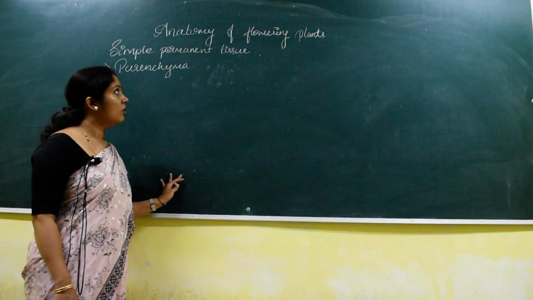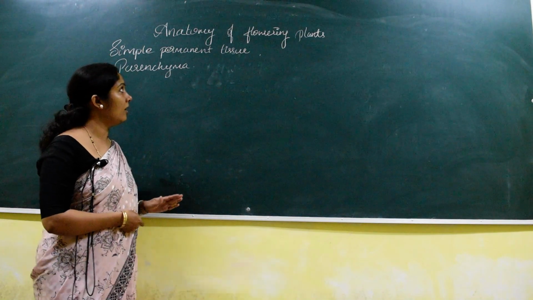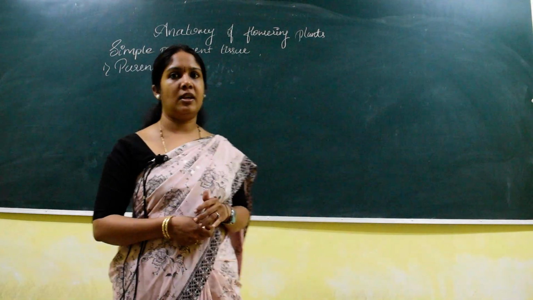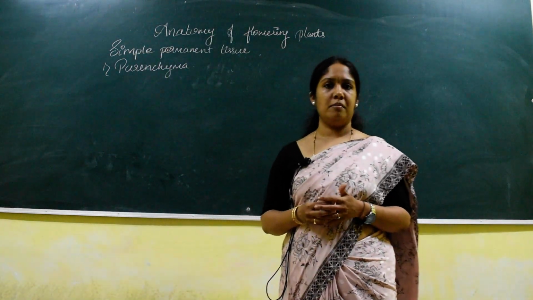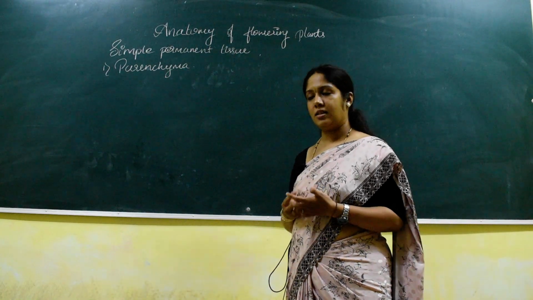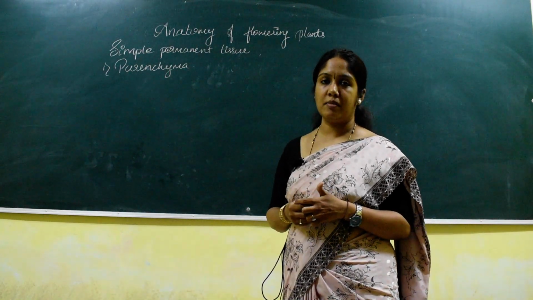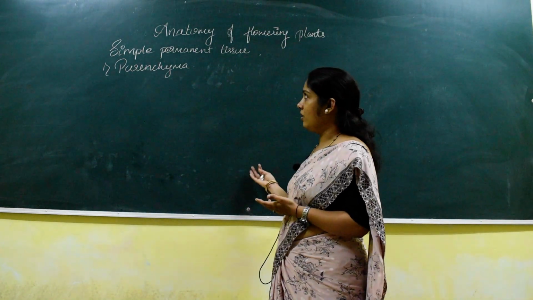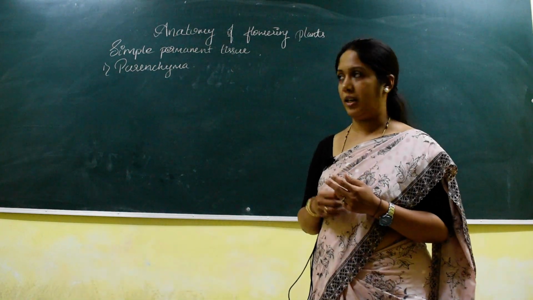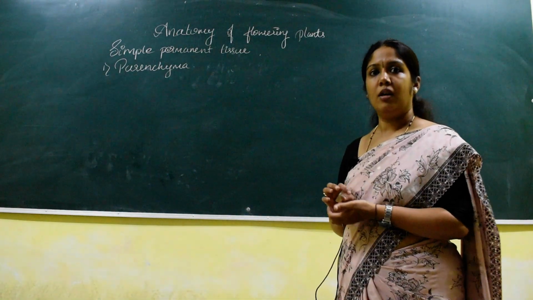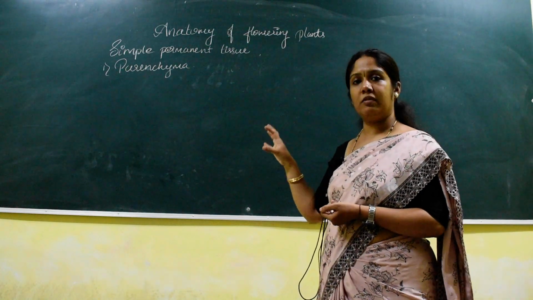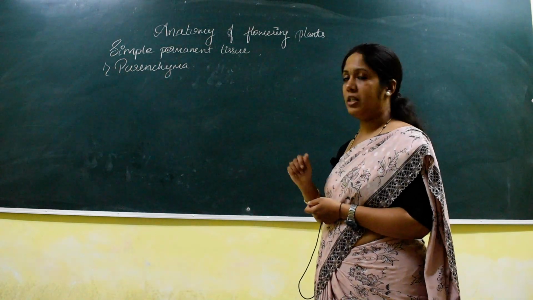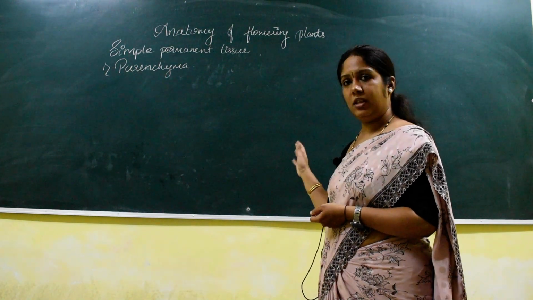Hello dear students. In the last class we were discussing the simple permanent tissues. Permanent tissues are the tissues which have arisen from the meristematic activity of the meristematic cells. These meristematic cells are also called undifferentiated cells, meaning we can't tell what type of cells they are. Understood? Simple permanent tissue has three types: parenchyma, collenchyma and sclerenchyma. Based on its function and structure, we can identify which type of tissue it is.